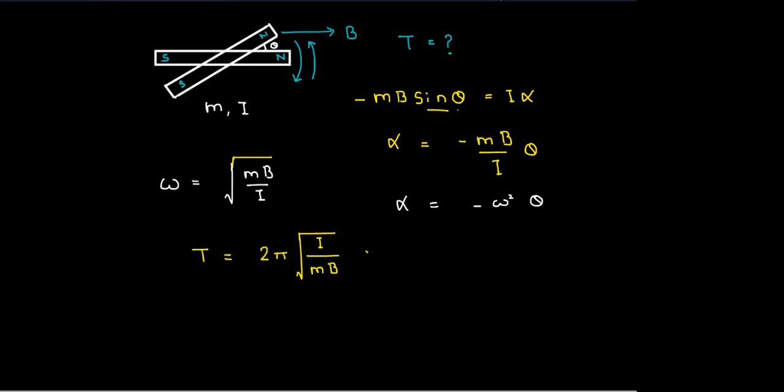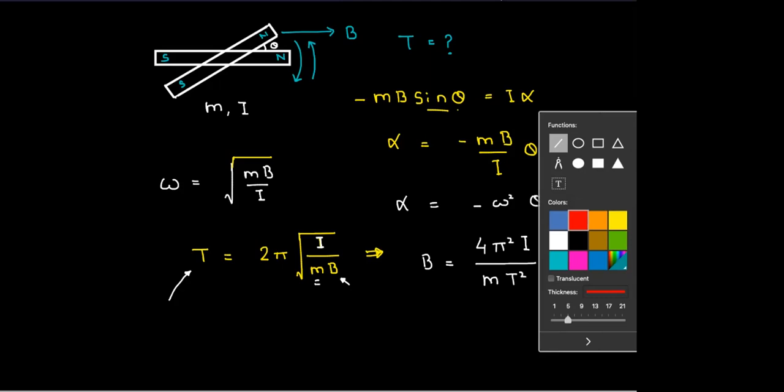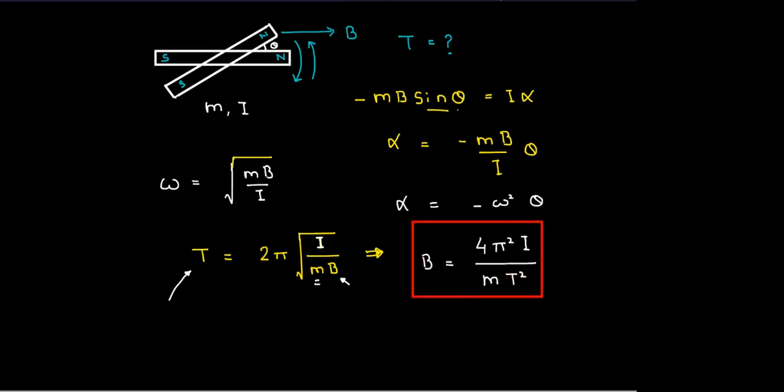Now, using this relation, you can also determine the magnetic field. Sometimes time period is easy to calculate by stopwatch. Suppose moment of inertia and magnetic dipole moment are known to you, and you want to find B from this relation. So B will come out to be 4 pi square I divided by M into T square. This relation can be utilized to find the magnetic field as well as the time period, but the time period you can calculate using a stopwatch as well. This relation will be useful in calculating the magnetic field more than anything else. Everybody understood? Anyone has any doubt? No one has any doubt?